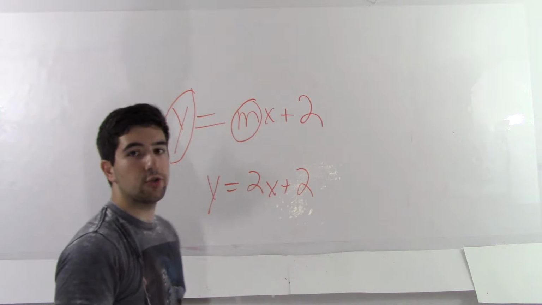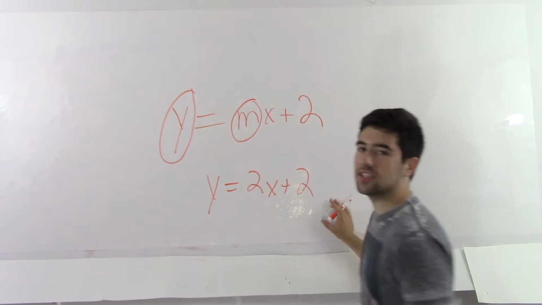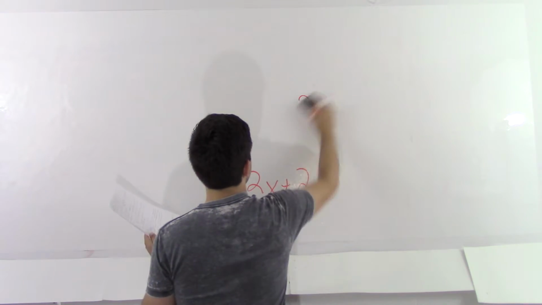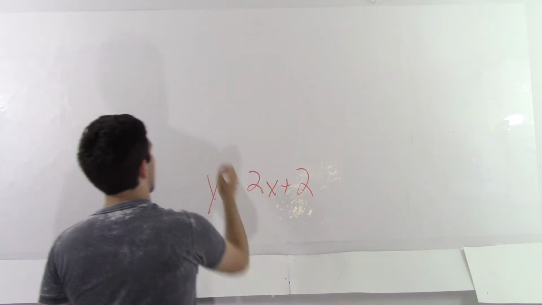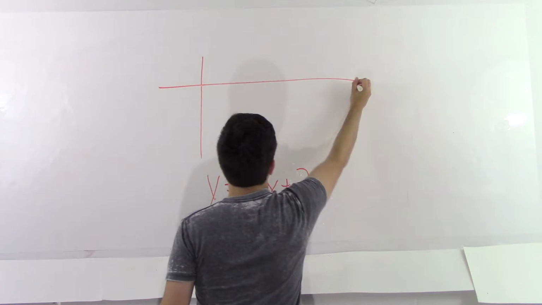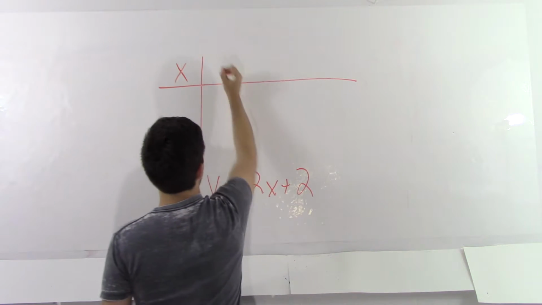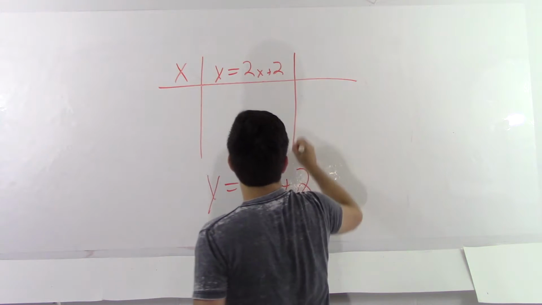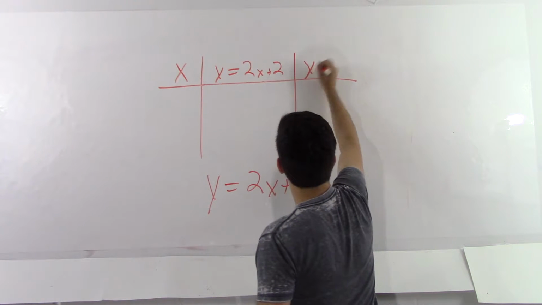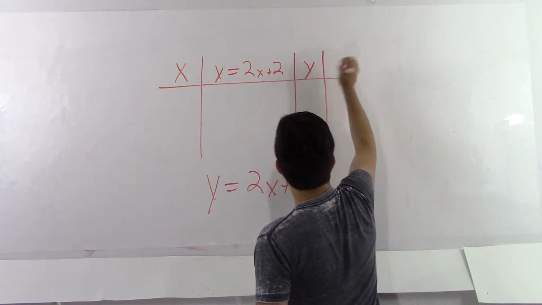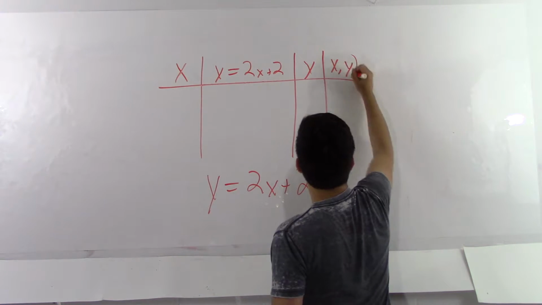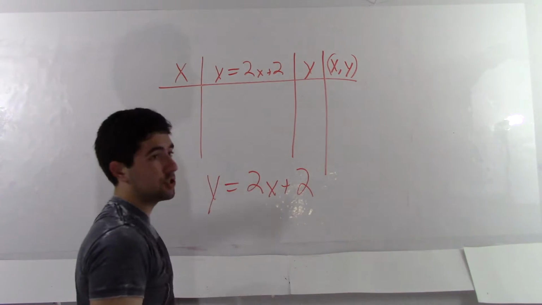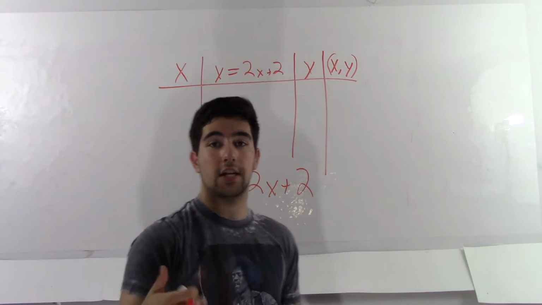So then what you're going to do is, on your graph, you're going to set up ordered pairs. The best way to do this is to set up a chart. Put x here, put your equation here, y equals 2x plus 2. Here is y, and here are the ordered pairs. X, our equation, y, and x comma y, which is our ordered pairs. That way it's really easy to plug it in on a graph.